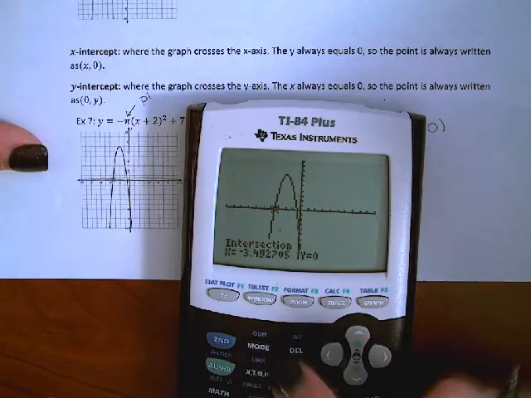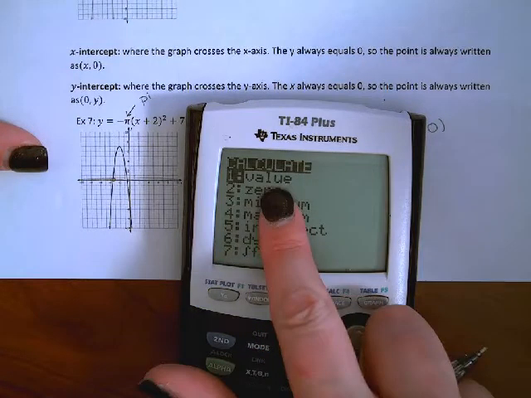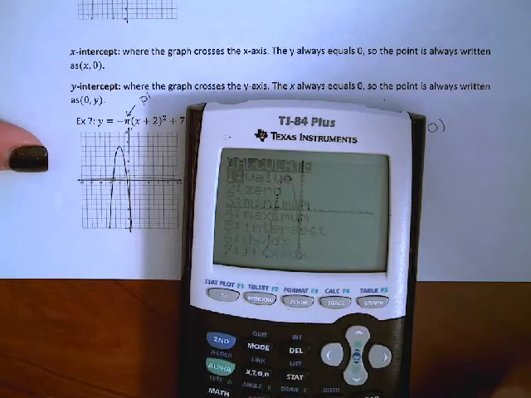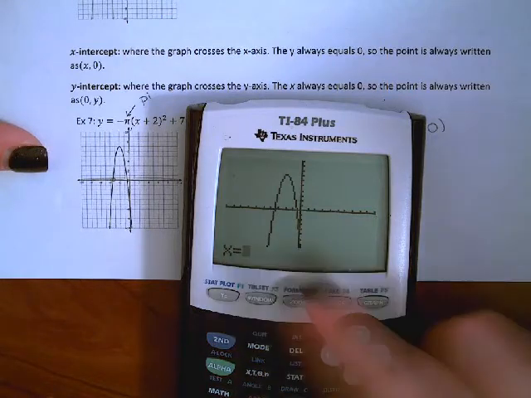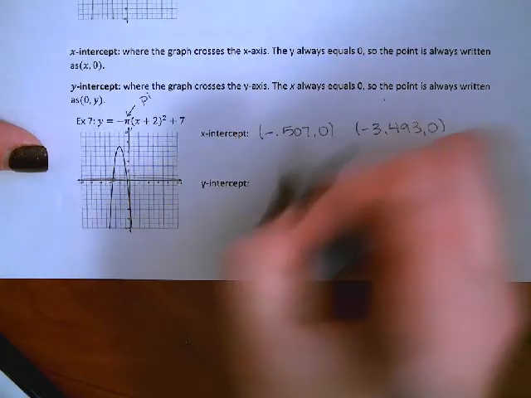To find the y-intercept, you're going to hit second trace again. You're going to do option number 1, which allows you to plug in any value that you want, and you want to plug 0 in for x. So negative 5.566.